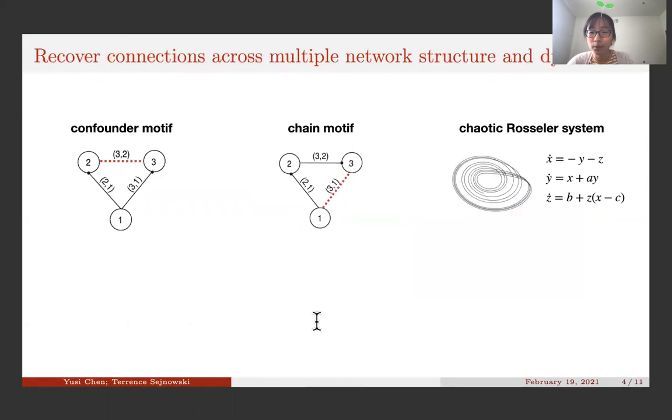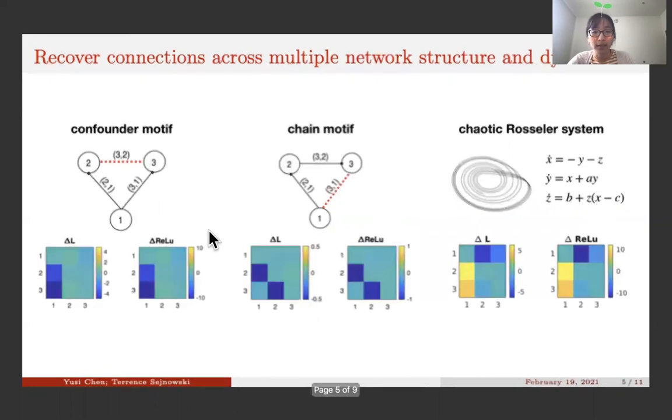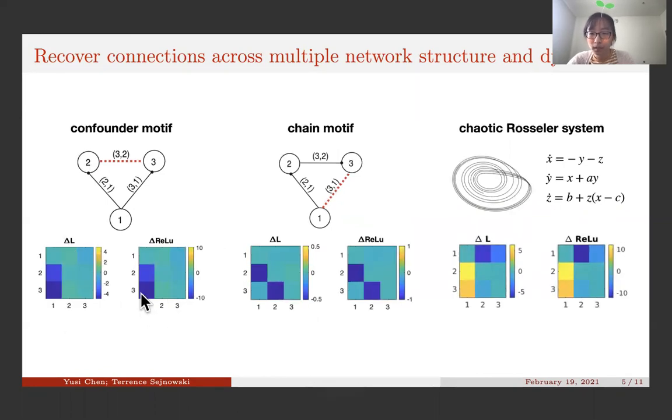As a proof of principle example, the estimators were tested in several 3-neuron motifs as shown here. Here is a confounder motif and here is a Chen motif. In both motifs, the solid black lines indicate true connections and the dashed red lines indicate some false positive connections. The estimator results are shown here. Both estimators pick up the real connections and explain away the false positive connections in both motifs.